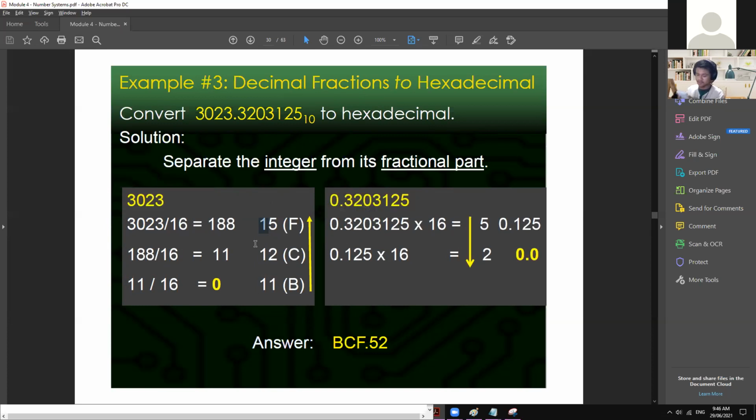So 3023 divided by 16. In my calculator, I've got a result of 188.9375. Okay, so 0.9375 times 16 will give us a result of 15. Yeah, that's it. So thank you, Mr. Kiwas. Okay, so the same with the other remainder right here.